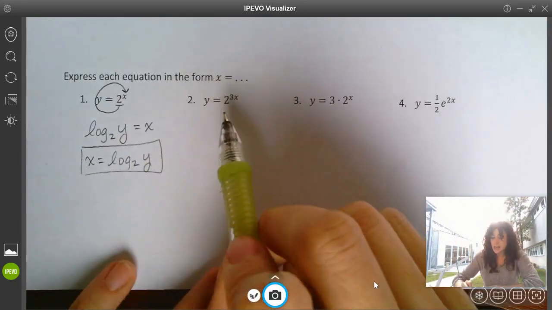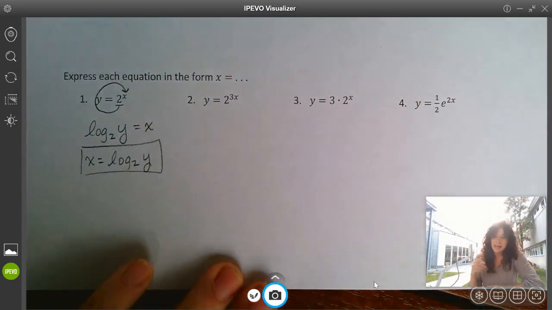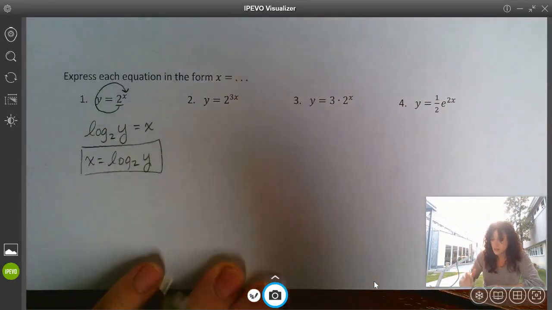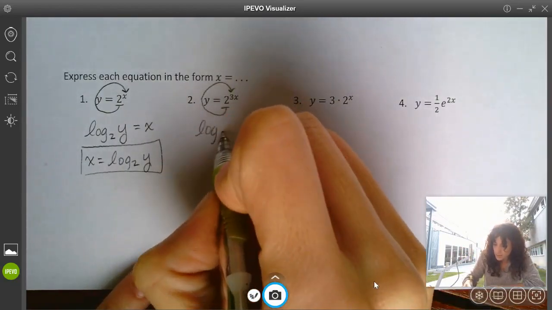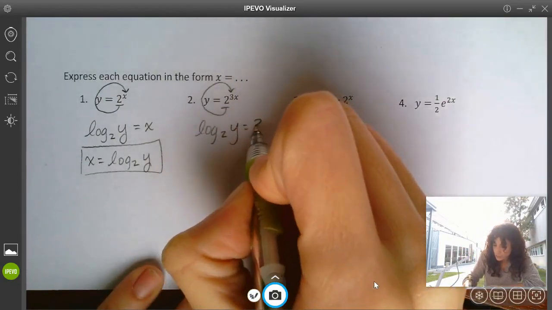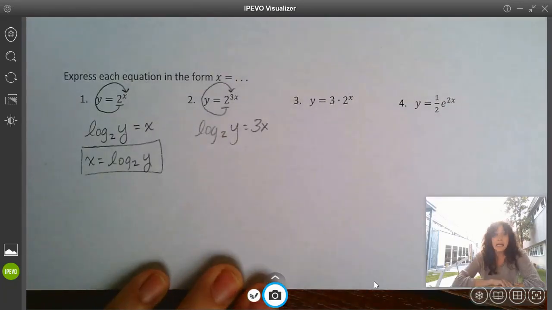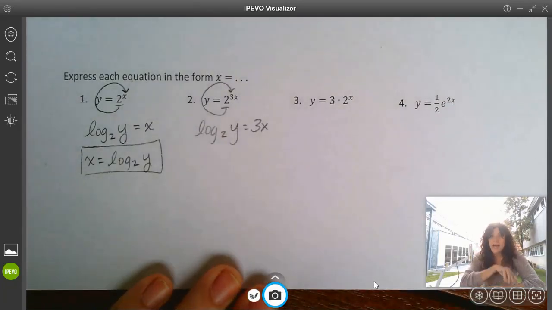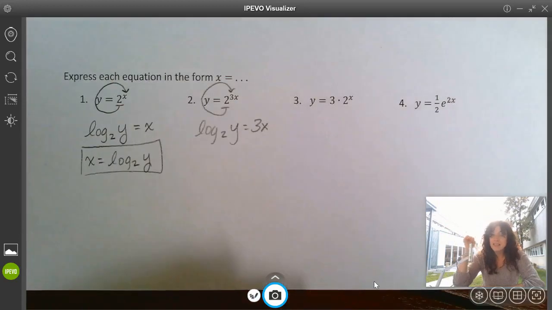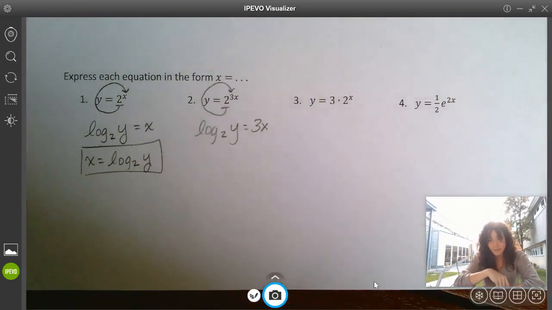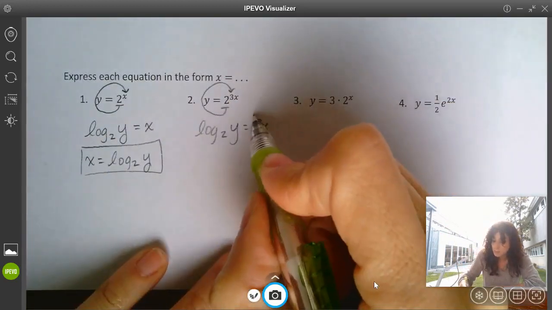Okay, here again, I've got x in an exponent. I need to get x out of an exponent. So how do I undo exponents? Logarithms. Let's start there. So, log base 2 of y equals 3x. Now, we've definitely gotten x out of the exponent, so that's a weight off of our shoulders, right? At least x isn't in an exponent anymore, but I still don't have x by itself, right? I still have x being multiplied by 3.